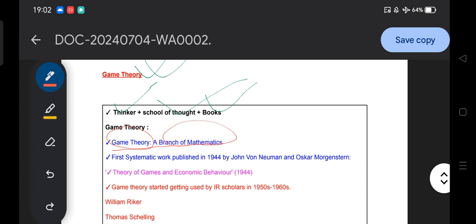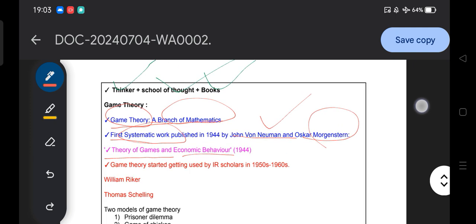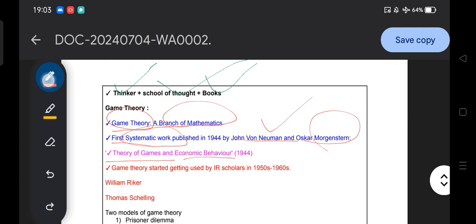Initially it is a branch of mathematics, and the first systematic work published with regard to game theory was by John von Neumann and Oscar Morgenstern, in their book The Theory of Games and Economic Behavior. Okay, The Theory of Games and Economic Behavior.